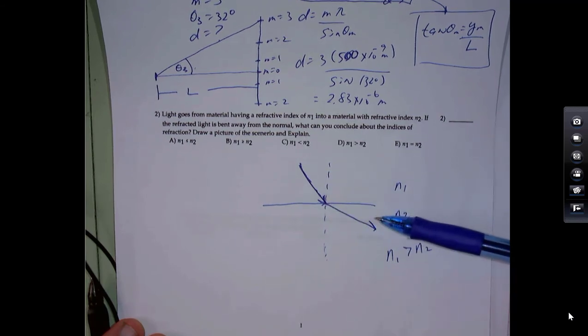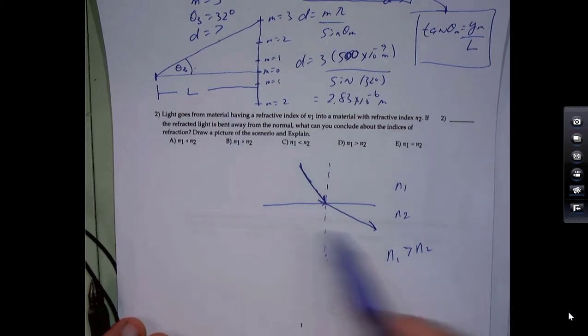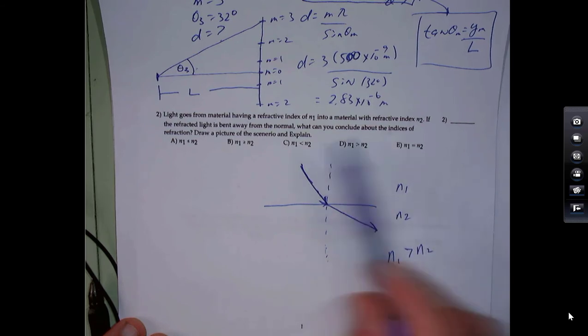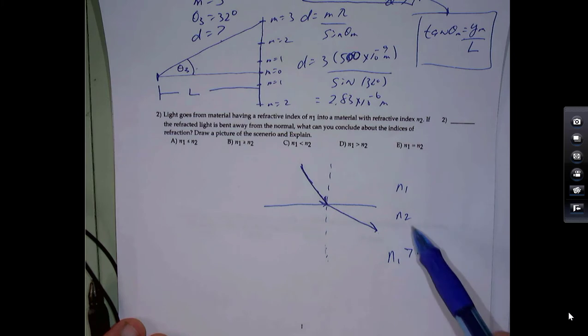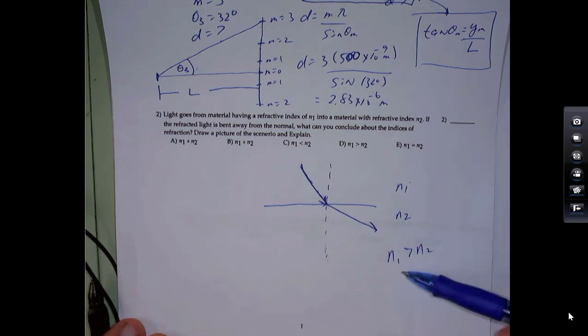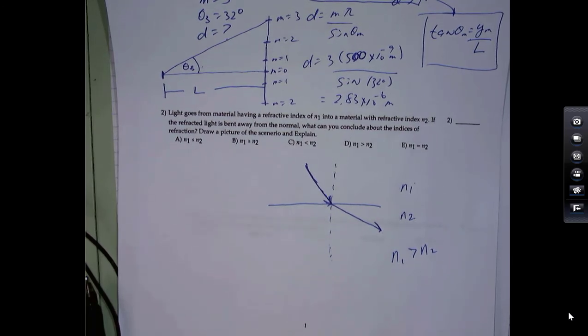So definitely have a little picture on your formula sheet about this. So draw a picture of the scenario, which I've actually done here, and then explain. I would just say, sort of self-evident, the ray is bent away from the normal. This happens when N2 is less than N1, that sort of thing. Or another way of saying it, N1 is bigger than N2. This is from chapter 18, the geometric optics chapter.